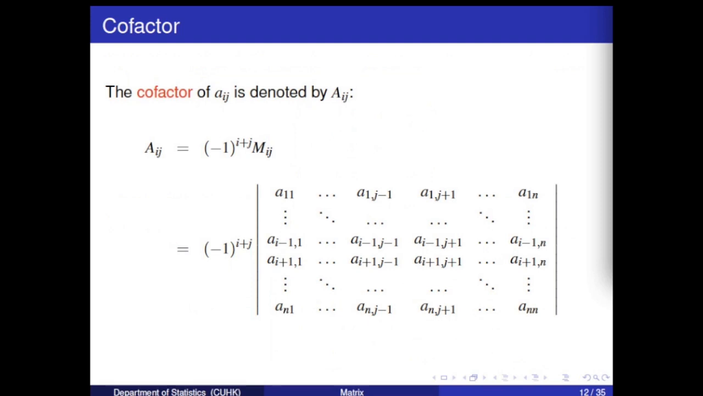The cofactor of Aij is denoted by this symbol. The cofactor is equal to -1 to power i plus j times minor Mij. Here is the cofactor of Aij.